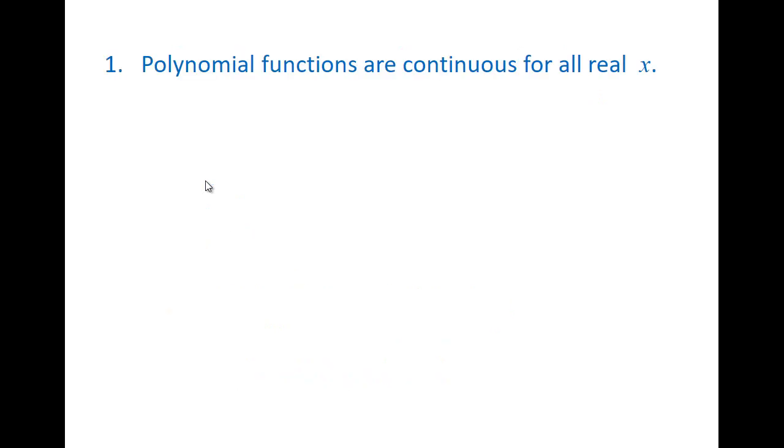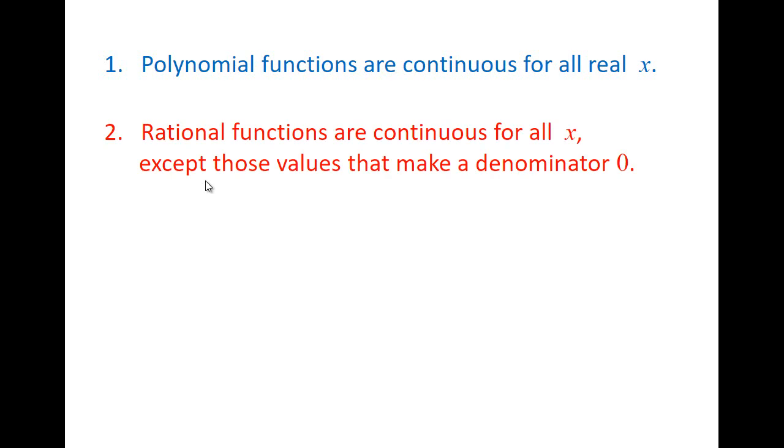We know this fact already, that the polynomial functions are continuous for all values of x, because we know that the limit of a polynomial at any point is given by the value of the polynomial at that point. And then number two, rational functions are continuous for all x except those values that make the denominator 0.